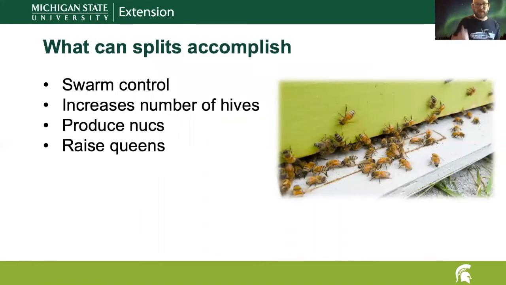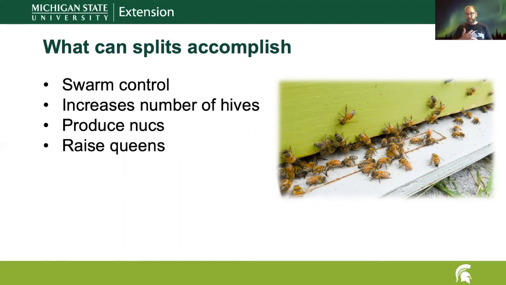What can splits accomplish? Well, number one, you can accomplish swarm control. Swarm control is something that's very important at the beginning of the season with overwintered hives. You need to split those hives. If you don't split them, overwintered colonies will just swarm and you'll lose half of your bees. You want to play a role in this, and you can absolutely manage this situation by appropriately approaching the colony.